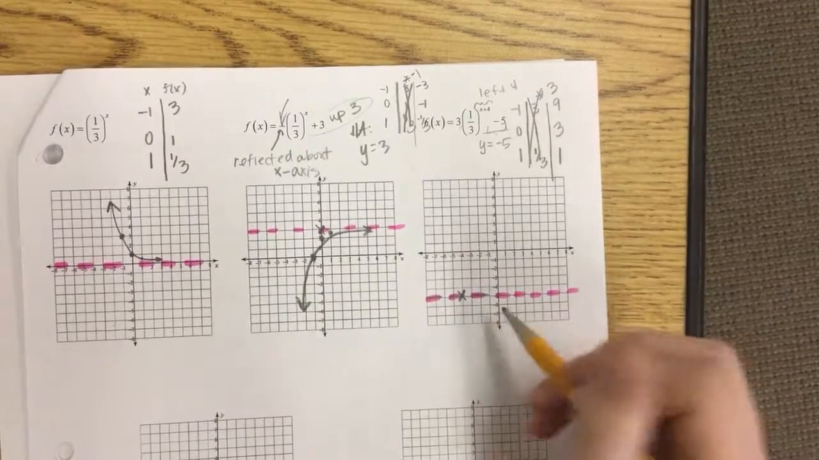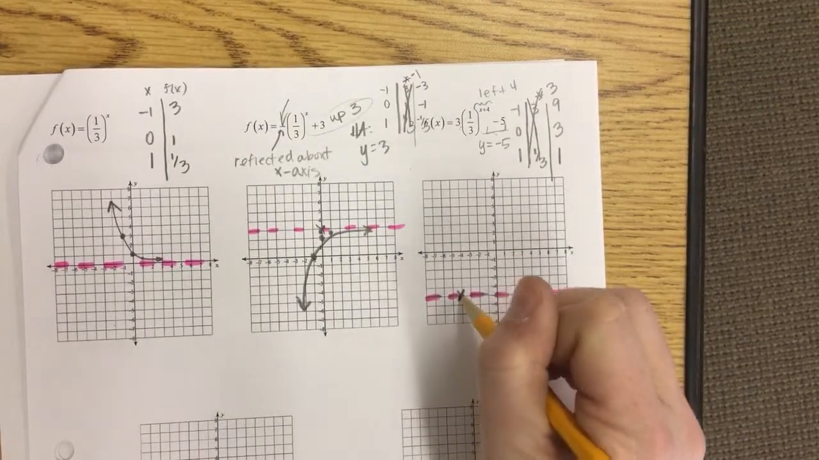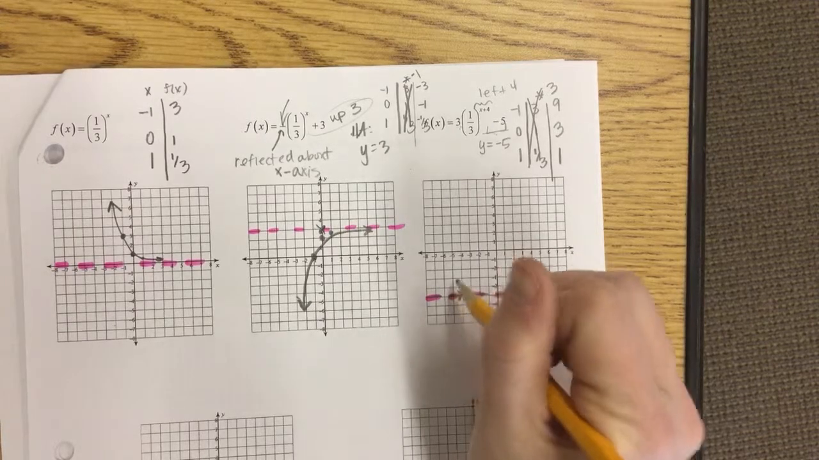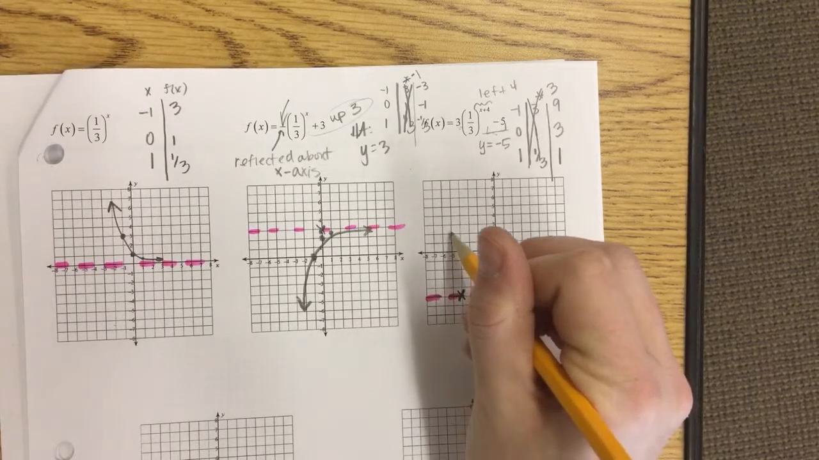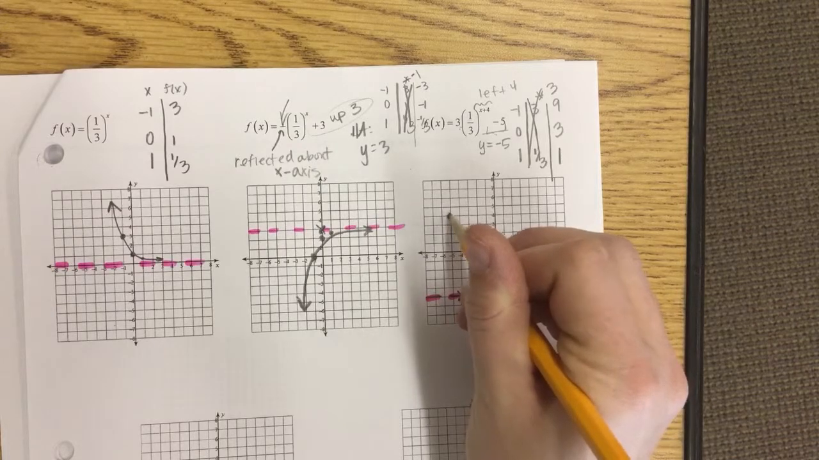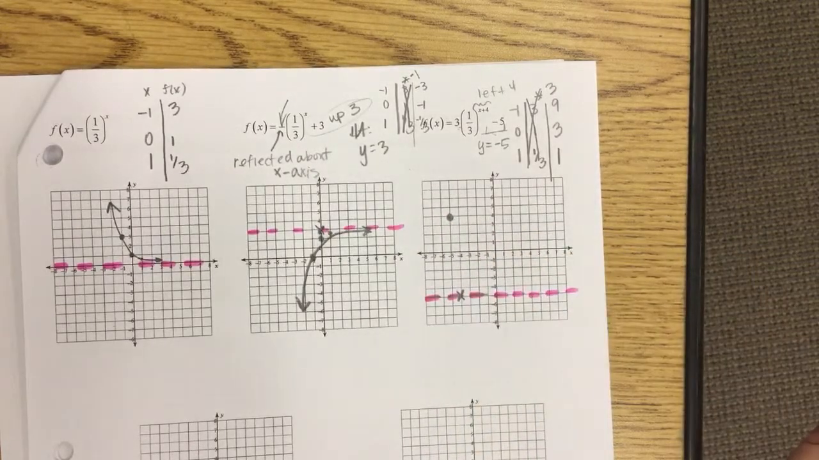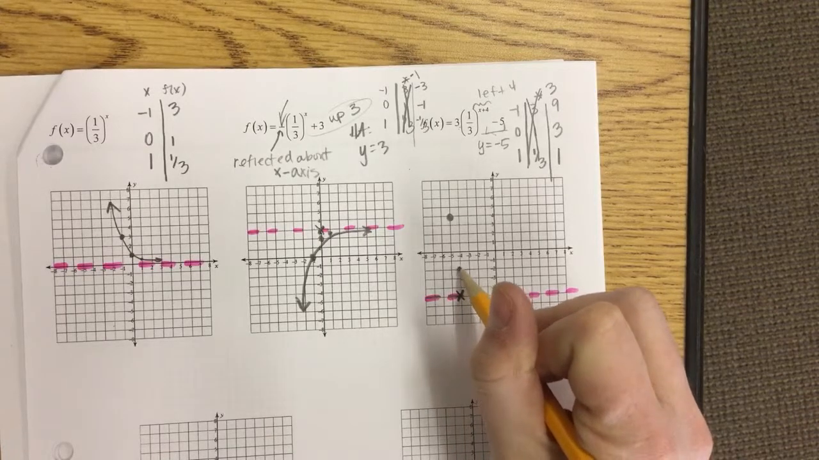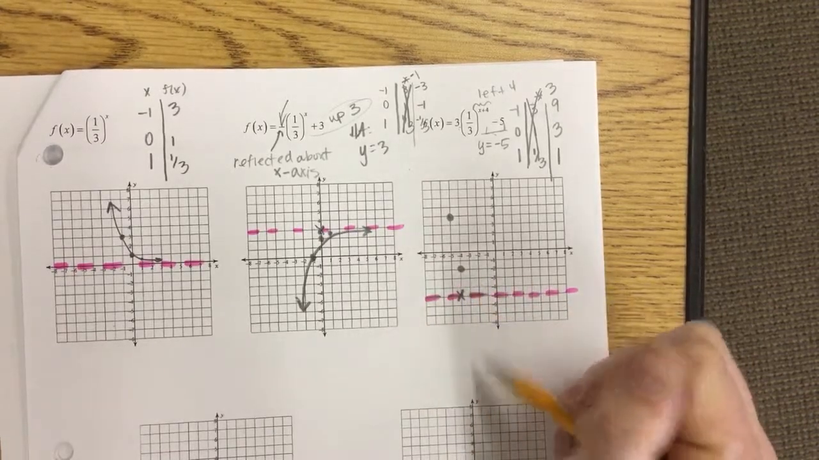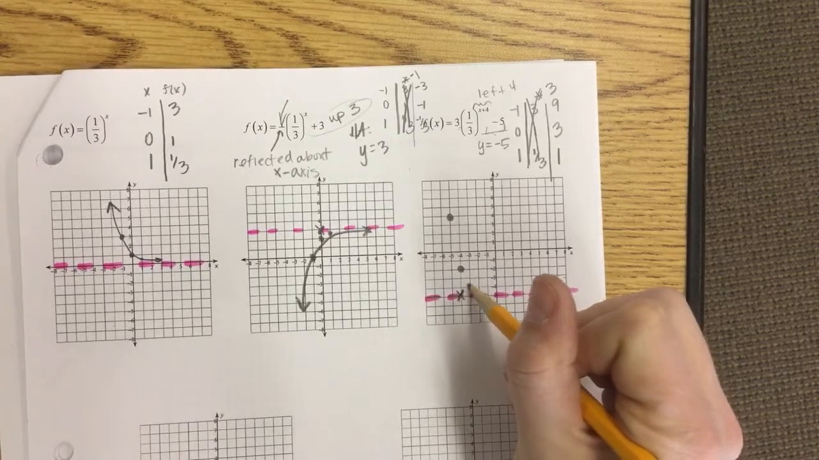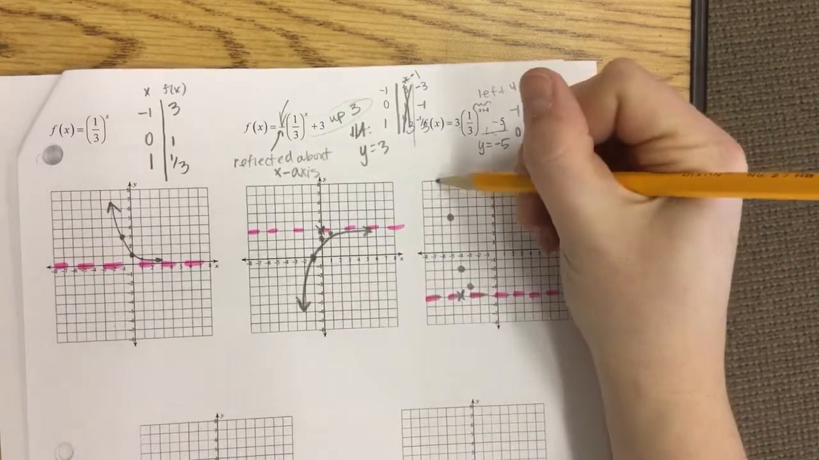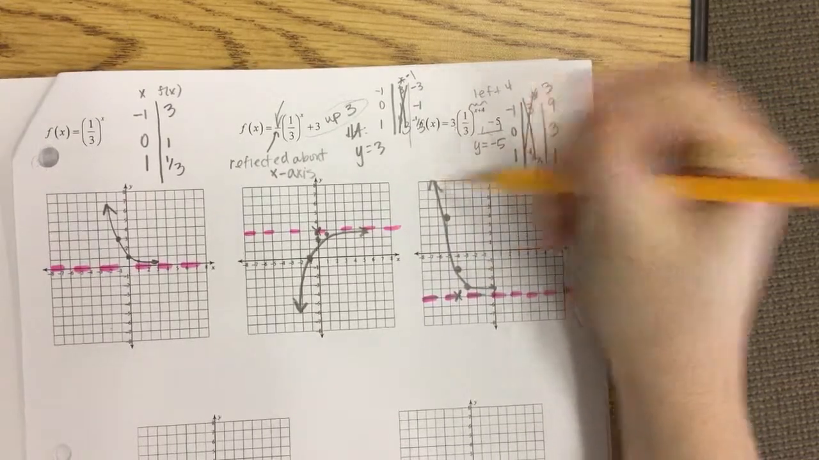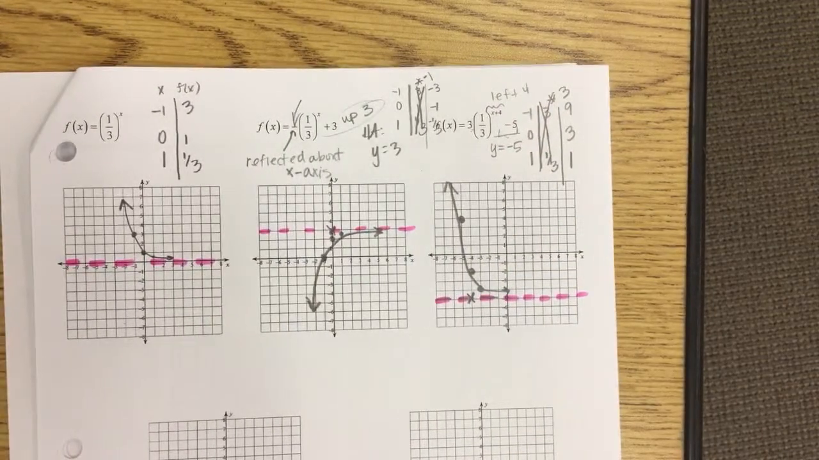So I go to my new origin, and I'm going to go left 1, and then I'm going to go up 9 from there. So if I go up 9 from there, I have a point. Then if this is 0, 0, I would just go up 3. And then I would go right 1, up 1. And so this is now the graph of the transformed function.